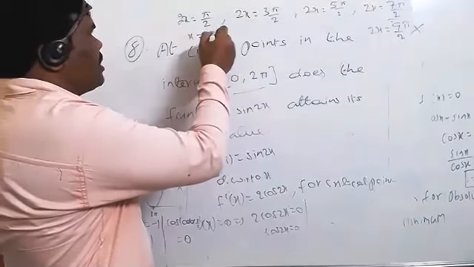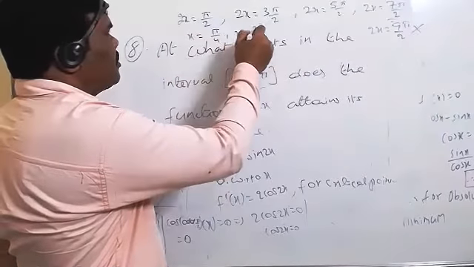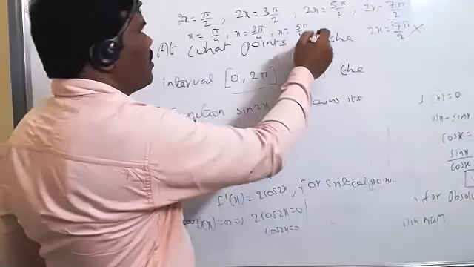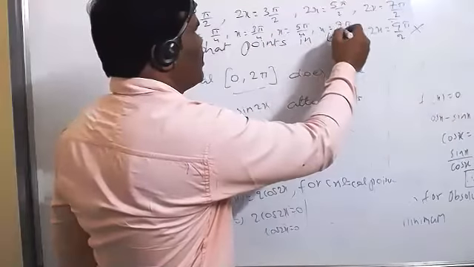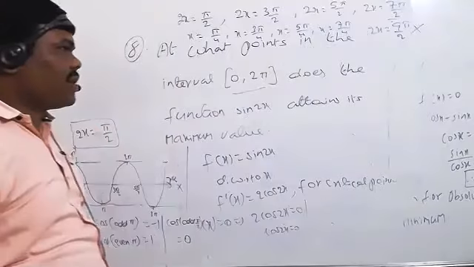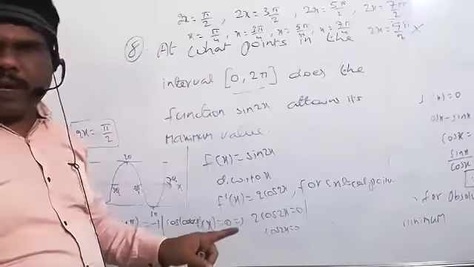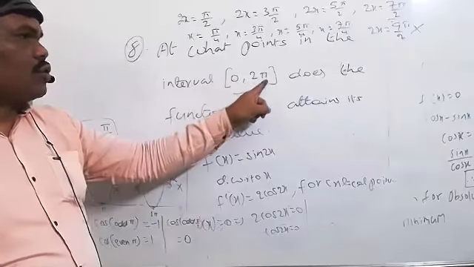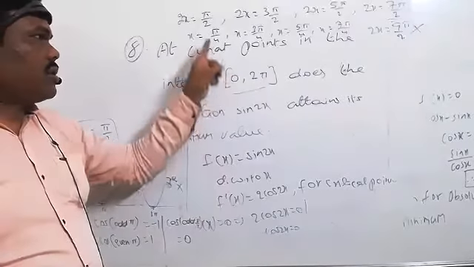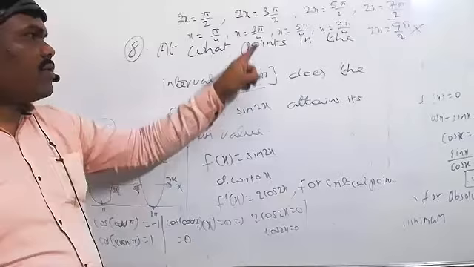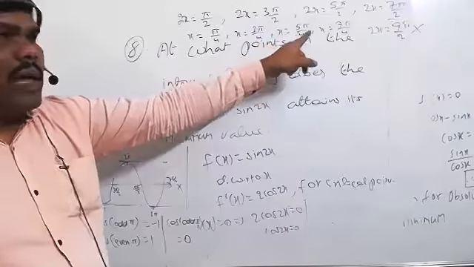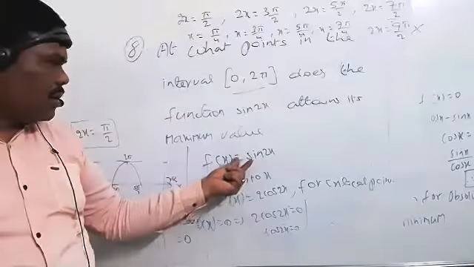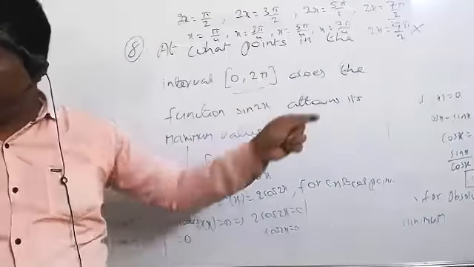So clearly you can write x equal to pi by 4, x equal to 3 pi by 4, x equal to 5 pi by 4, x equal to 7 pi by 4. Understood? Now we have to substitute all the values from 0 to 2 pi, that means x equal to 0, pi by 4, 3 pi by 4, 5 pi by 4, 7 pi by 4, and 2 pi, into sine 2x. Then you can verify that.